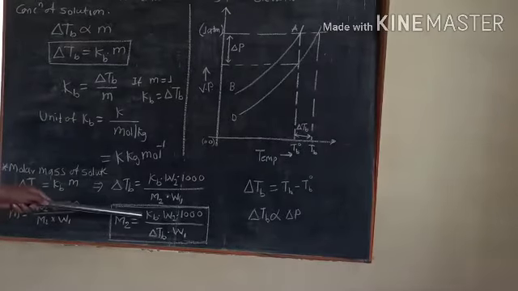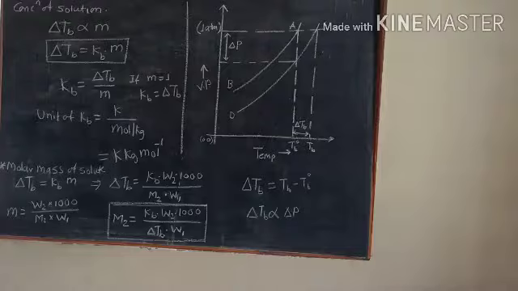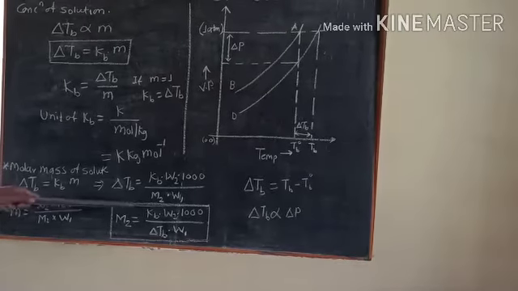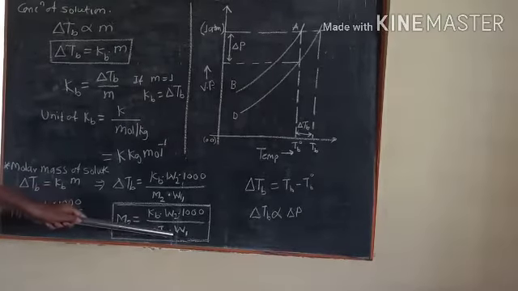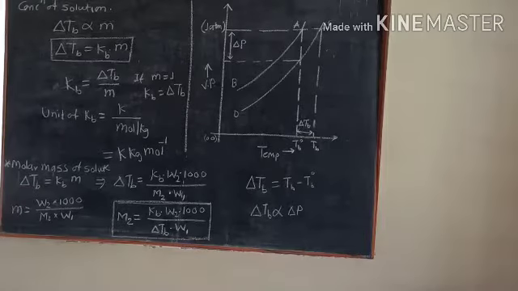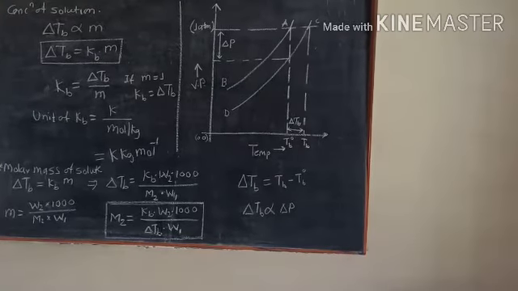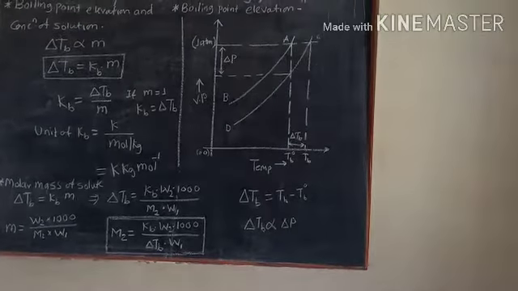M2 is equal to KB into W2 into 1000 divided by delta TB into W1. Knowing the values of KB, W2, W1 and delta TB, you can easily calculate the molar mass of the solute, M2. In the next lecture we will discuss the depression in freezing point.